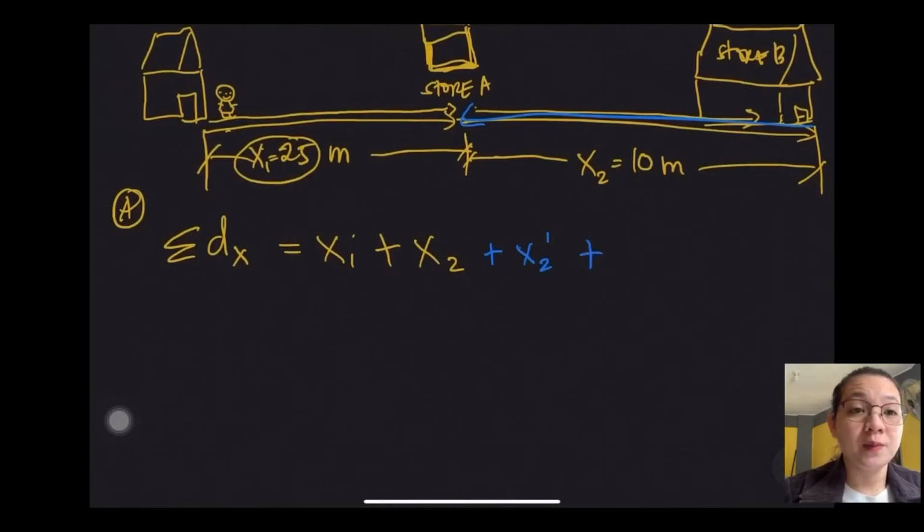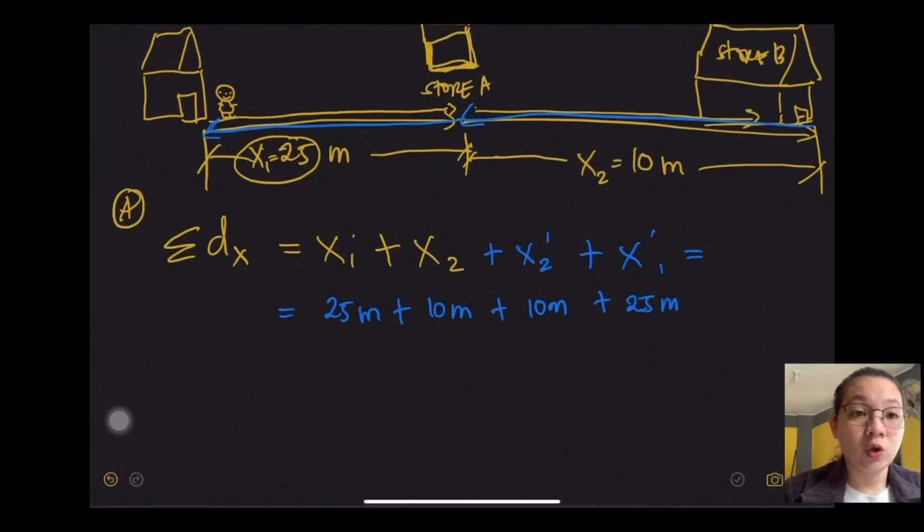So x sub 1 plus x sub 2 plus x prime sub 2 plus x prime sub 1. And that is simply 25 meters plus x sub 2 is 10 meters plus x prime sub 2 10 meters plus x prime sub 1 25 meters. The total distance is 70 meters. That is the final answer if the question is distance only.